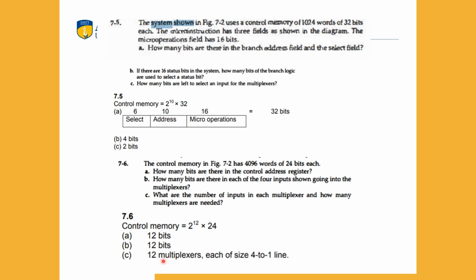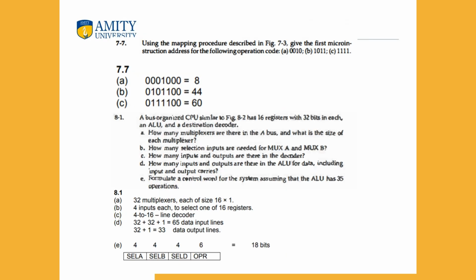So since we have 12 bits in each register, we will be having 12 multiplexers, one for each bit, and the size of the multiplexer is 4:1, since the 4 inputs are shown going to the multiplexer according to the diagram. Hence the size will be 4:1.